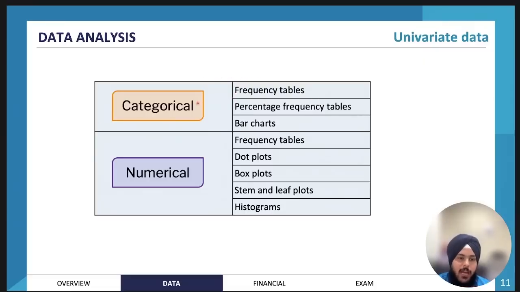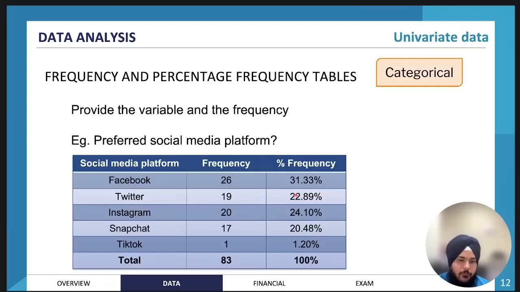So if you have a categorical variable, the way that we can depict it is using frequency tables, percentage frequency tables, or bar charts. Whereas if we have a numerical variable, the ways that we can depict this are, again, frequency tables, but this time they will look a little bit different. We can also use dot plots, box plots, stem and leaf plots, and histograms. So now we'll be quickly going through all the different types of graphs and how we can interpret and graph them.